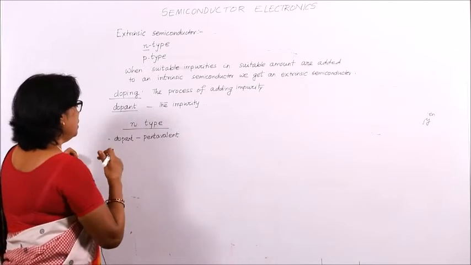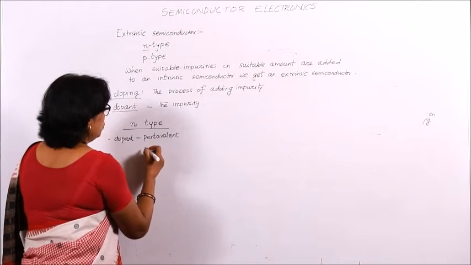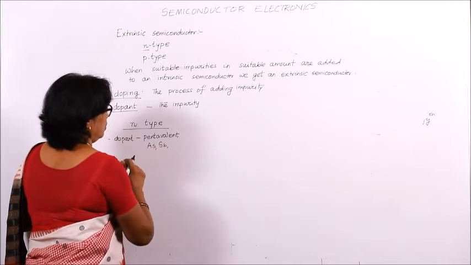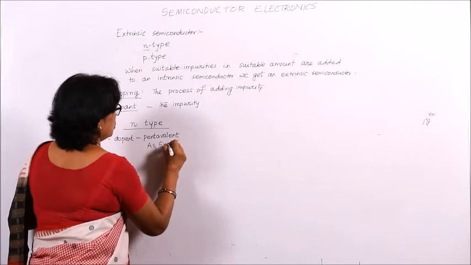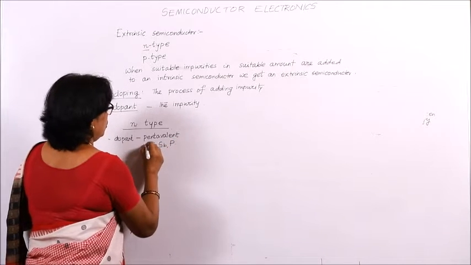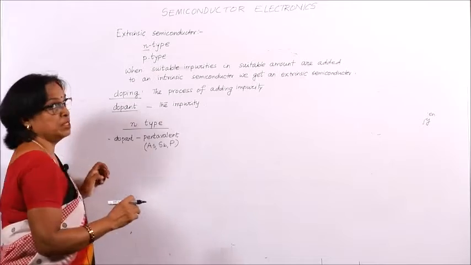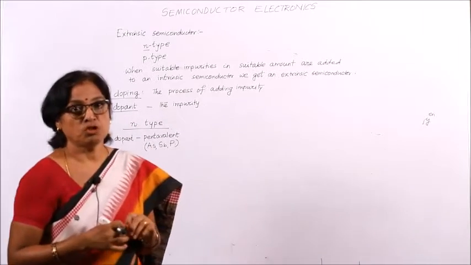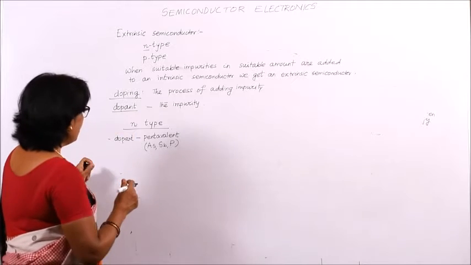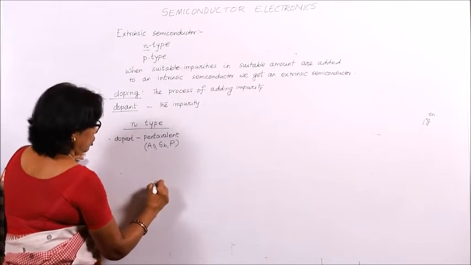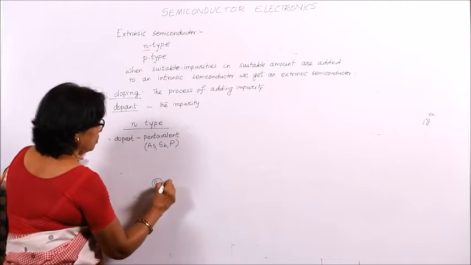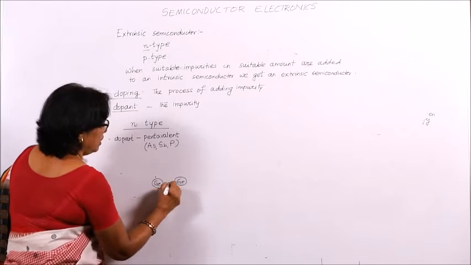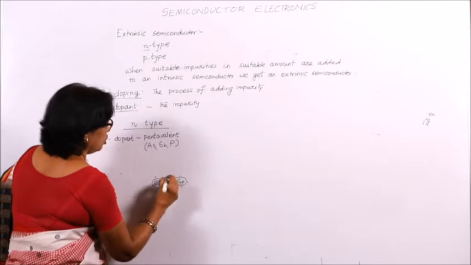Pentavalent impurities, like arsenic, antimony or phosphorus. All these are pentavalent impurities, so they have 5 electrons in the outermost orbit. So what will happen now? Earlier I had drawn the germanium crystal in which each germanium atom is surrounded by other germanium atoms on all sides.